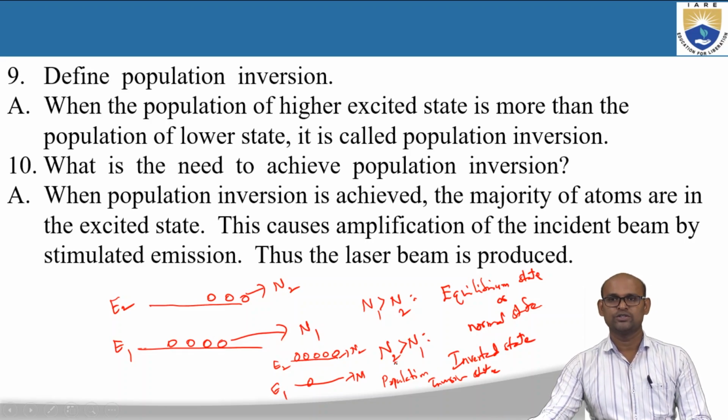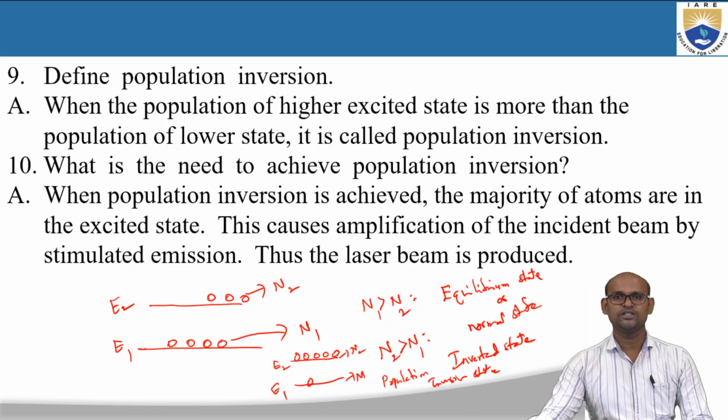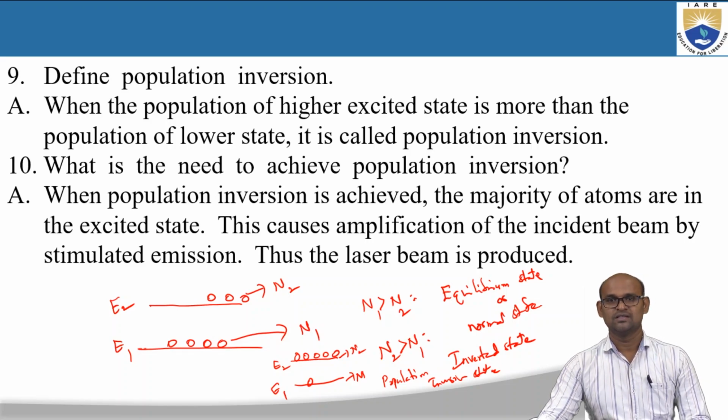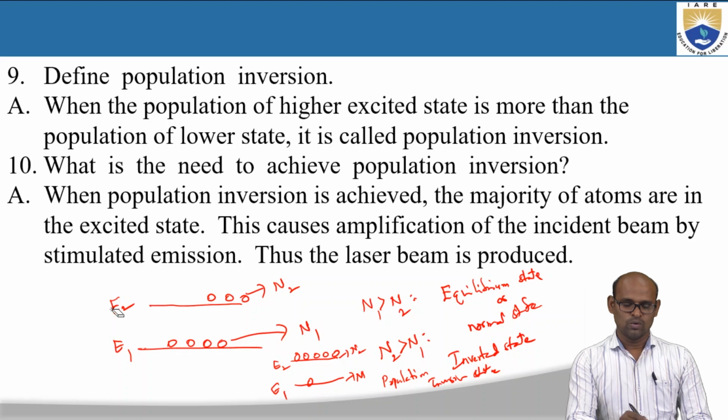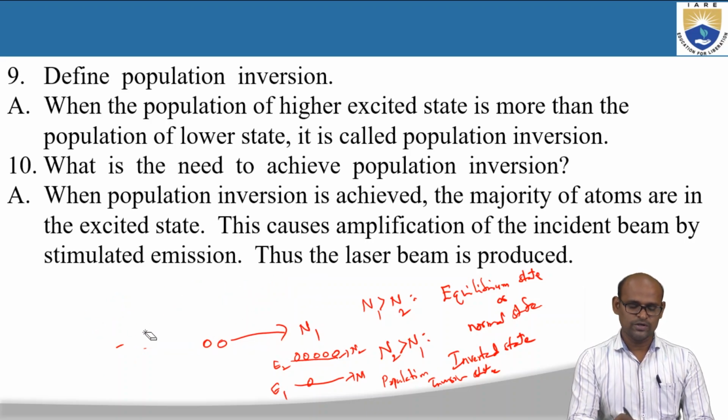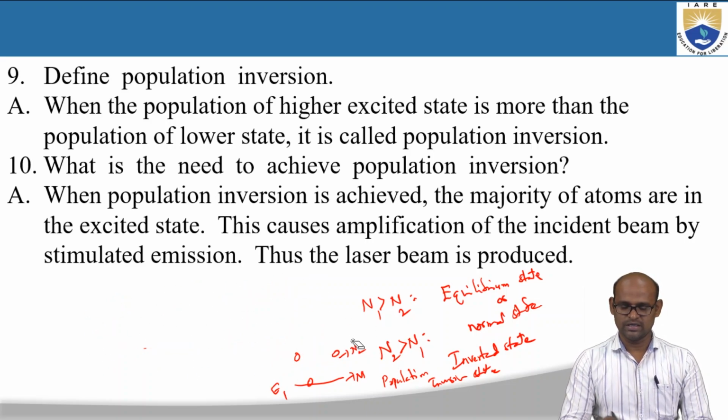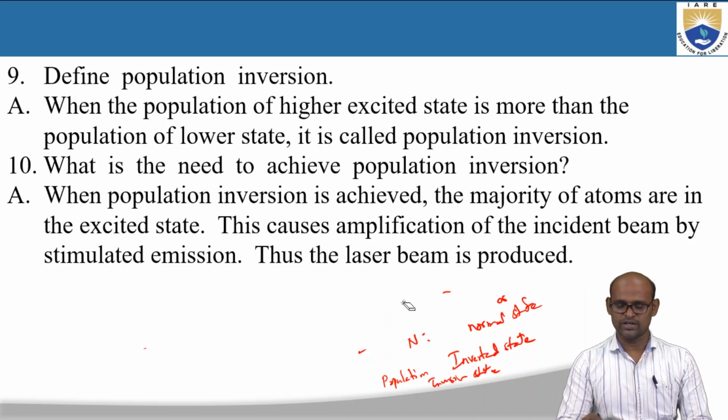What is the need to achieve population inversion? When population inversion is achieved, the majority of atoms are in the excited state. This causes amplification of the incident beam by stimulated emission. Thus, the laser beam is produced. Okay, so if you don't have population inversion, you don't get stimulated emission, and when there is no stimulated emission, there will be no amplification of light.